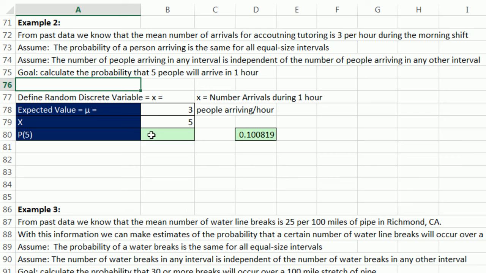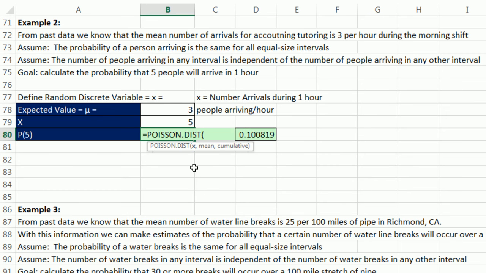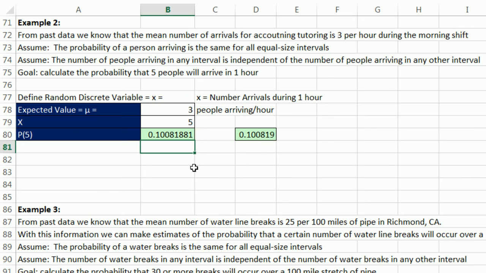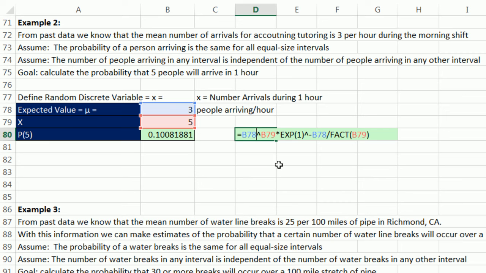Enter. All right, so we come down here. Our random discrete variable will be x, number of arrivals in 1 hour, equals Poisson.DIST. Hey, there's our 5. That's the number of people arriving within 1 hour, comma. We have our mean, comma, and this is exact, so I put a 0 for that probability mass function. Enter. So the probability is about 10% that 5 people will come in over the hour. There's that long, ridiculous formula.